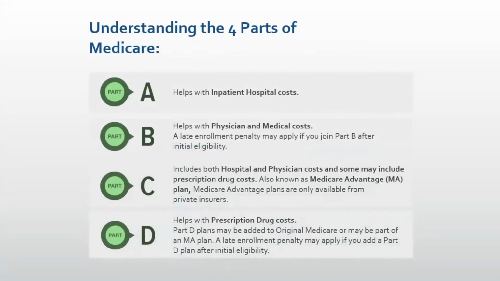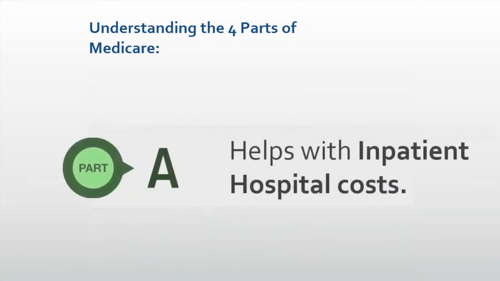We've seen this before. These are the 4 parts of Medicare. A is inpatient hospital, B is physician and medical costs, C, think of that as your Advantage plan, and D is prescription help. But today, what we're going to concentrate on is just Part A. The general statement is that Part A covers inpatient hospital costs, but we're going to see that it is just so much more.